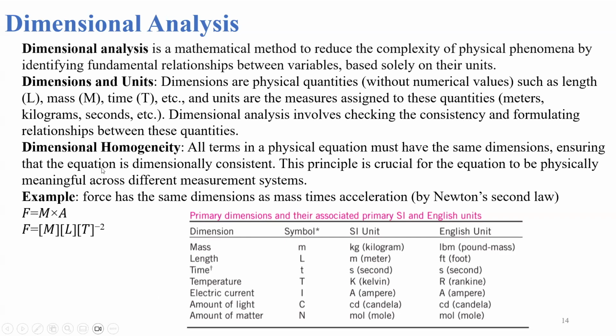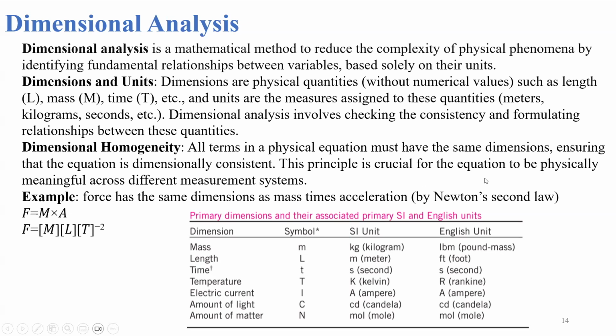Now, we talk about dimensional homogeneity. So all terms in a physical equation must have the same dimension, ensuring the equation is dimensionally consistent. So this is kind of a check that we can perform to make sure our equation makes sense when we solve these equations using numerical techniques.